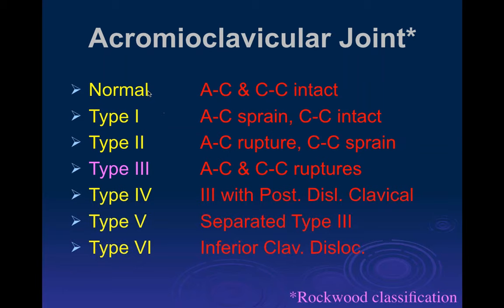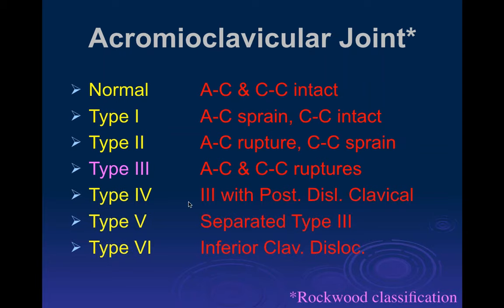And normally you have intact acromioclavicular and coracoclavicular ligaments. At type 1, you get a sprain of the AC ligaments, but the CC ligaments are intact. Type 2, we have a rupture of the AC ligaments, a sprain of the CC. Type 3, you have ruptures of both of those.